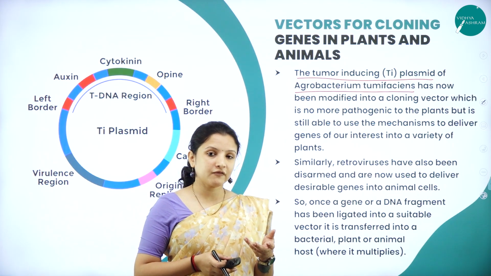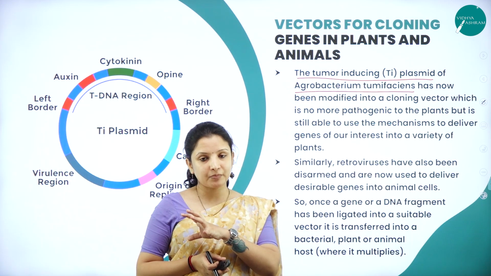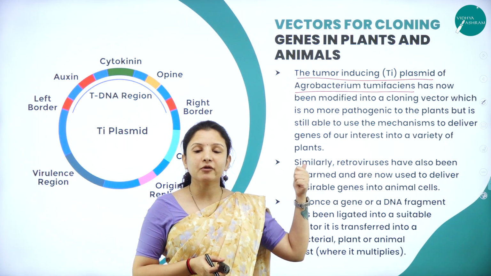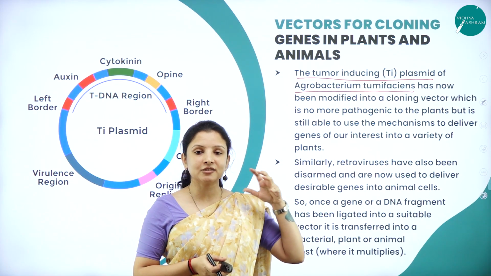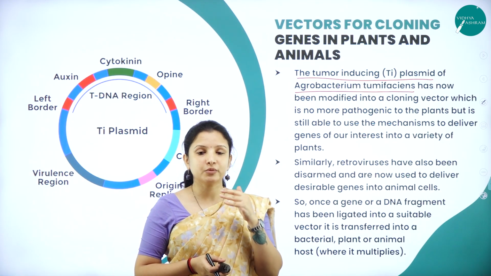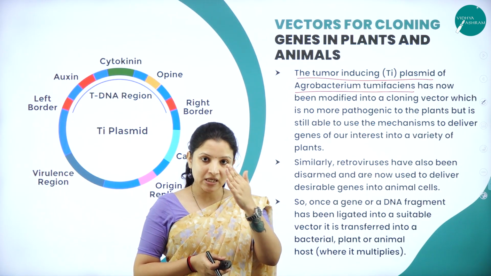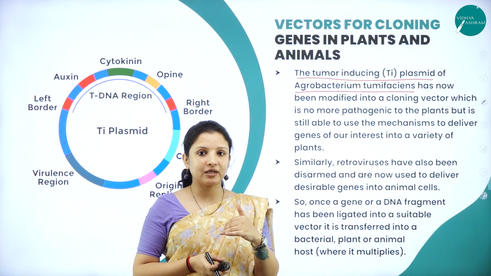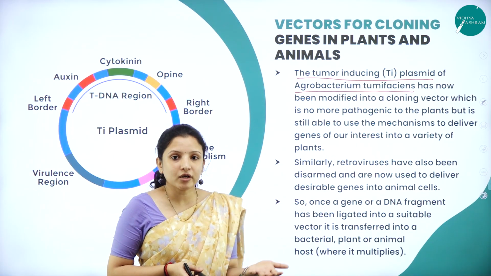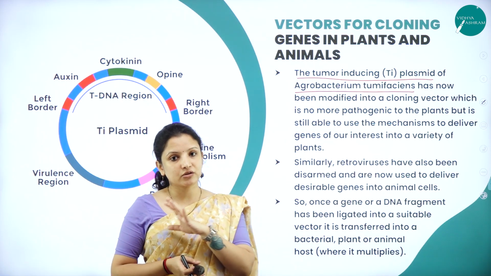Why should it be modified? Because when we introduce it into the plant, it should not produce any disease, because Agrobacterium is capable of producing disease in plants, that is tumor growth in plants. So, that gene which is responsible for the formation of tumor will be inactivated or suppressed. That is why it is called modified. The Ti plasmid should be modified before it is introduced into the plant.